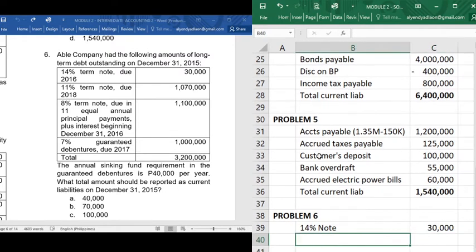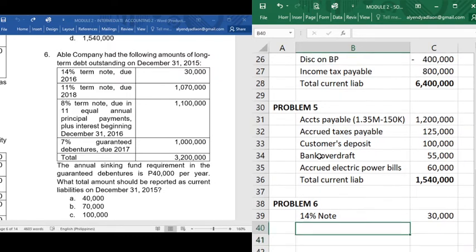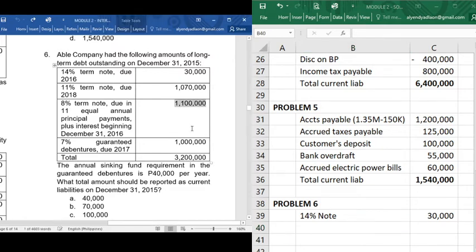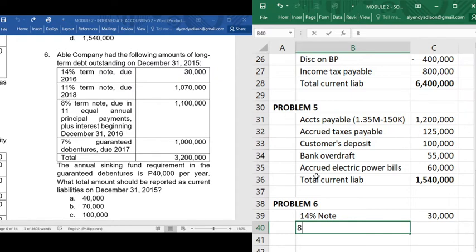Okay, 30,000 pesos. Next, 11% term note due 2018. Okay, that is to be paid 3 years from now, so that is a non-current liability. Next, 8% term note due in 11 equal annual principal payments plus interest beginning December 31, 2016. Take note that the 8% term note is due in annual principal payments, or in other words, it is to be paid in installments. So there are portions of the 1,100,000 that are payable within 1 year, and there are portions that are payable beyond 1 year. What we are going to consider here is only those that are payable within 1 year, because we are only asked for the current liabilities. So the question here is how much is payable within 1 year of the 8% note.